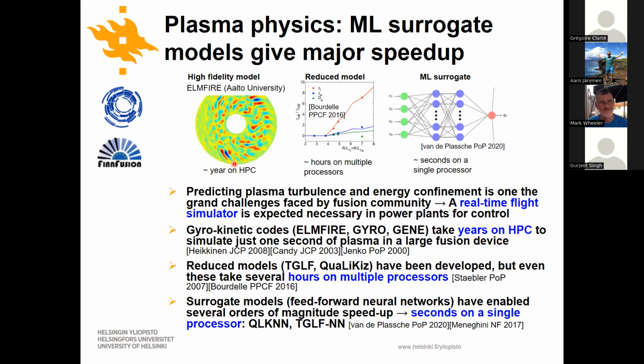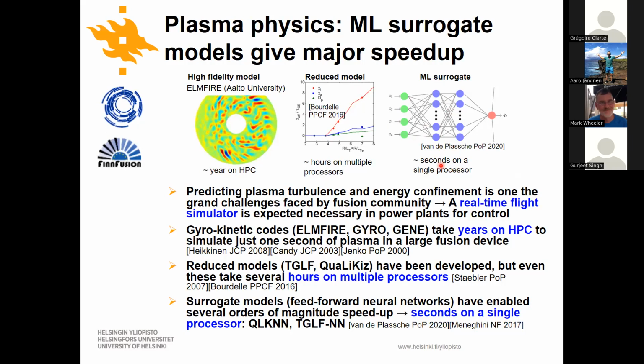They can model this, but the problem is that to do these kinds of simulations, you need like a year of simulation on a high-performance computer. Because of that, people have used reduced models, which are simplified plasma models, but even they take several hours on multiple processors. And now the hot topic is to use neural networks, so-called surrogate models, which allow speed up, also from the reduced model, to do this on a second time scale.